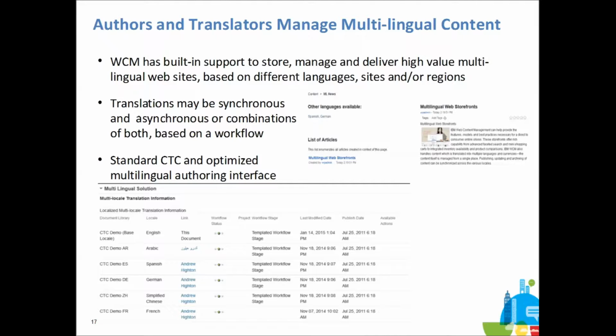Now we will see the multilingual capabilities in WCM. WCM supports different languages and regions. This is how MLS works in WCM. You need to configure a library for your base language, that is the English language, and then you need to create different libraries for different languages and locales.